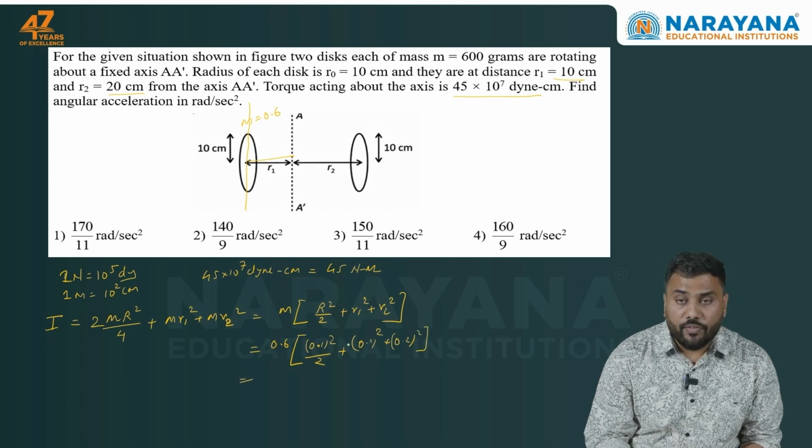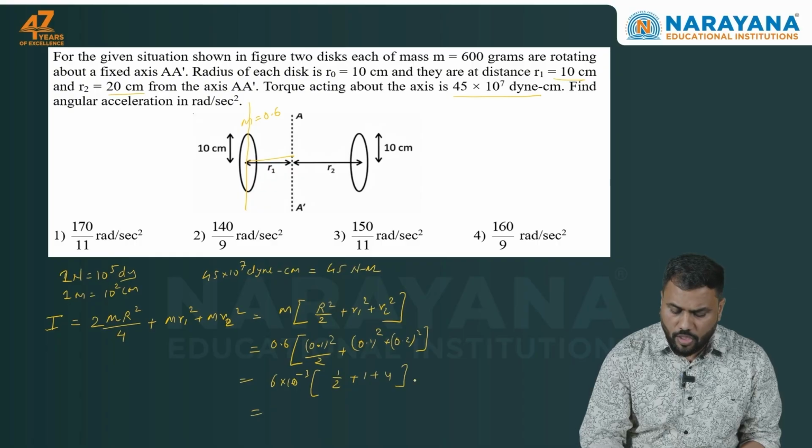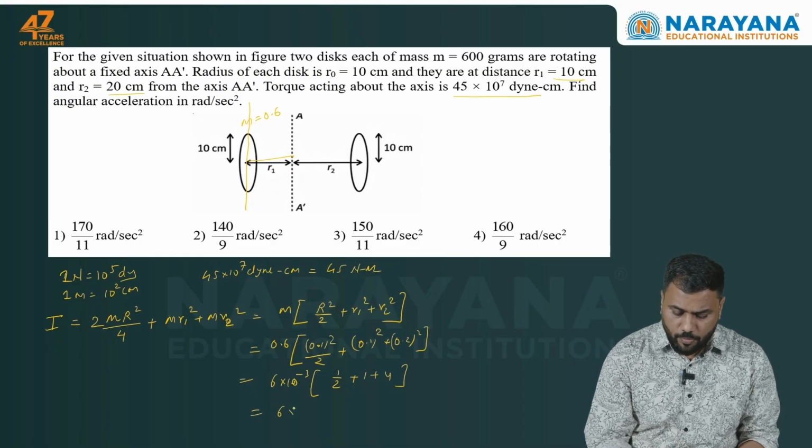I can take 0.1 square common from inside, so this is 6 into 10 power minus 3, and the expression that I am getting inside is half plus 1 plus 4. So you can solve the inside expression and you will get that moment of inertia 6 into 10 power minus 3 into 4 plus 5, 5 into 11 by 2.